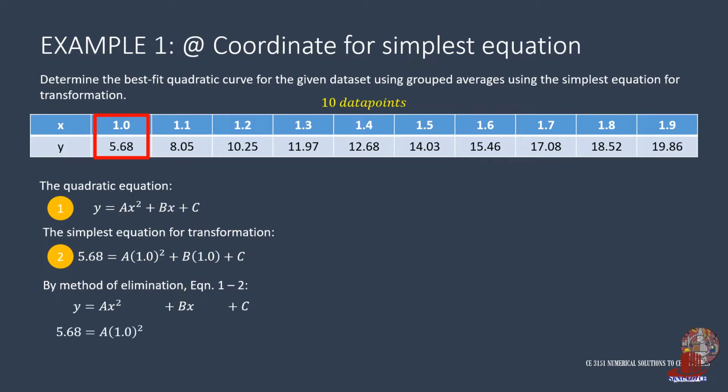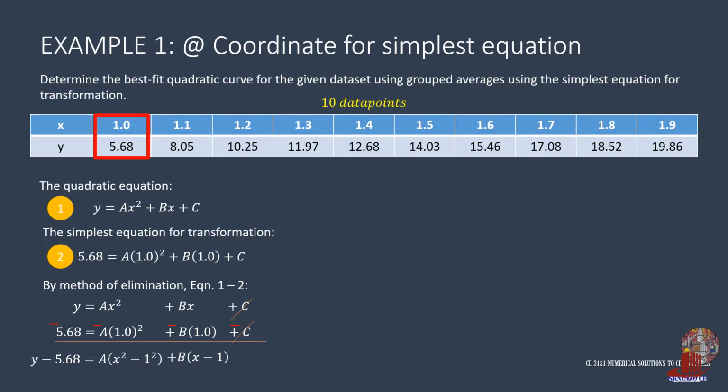Subtract equation 2 from 1, so the c's cancel out. Then we get y minus 5.68 on the left. The right portion has ax squared minus a times 1 squared. Factor a and get a times x squared minus 1 squared. For the next term, we have b times x minus b times 1. Also factor b to have b times x minus 1.